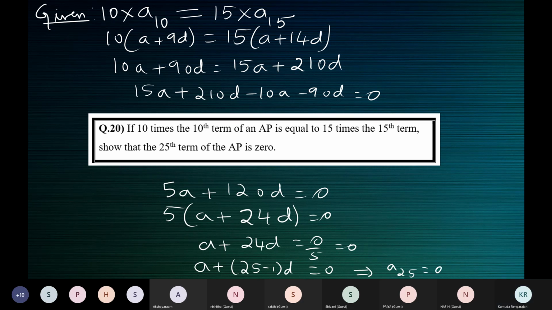Write down. That's what we have to prove. I'll write to prove that here. Given and to prove that. We need to prove that the 25th term is 0. A25 is 0. This is what we'll have to prove.